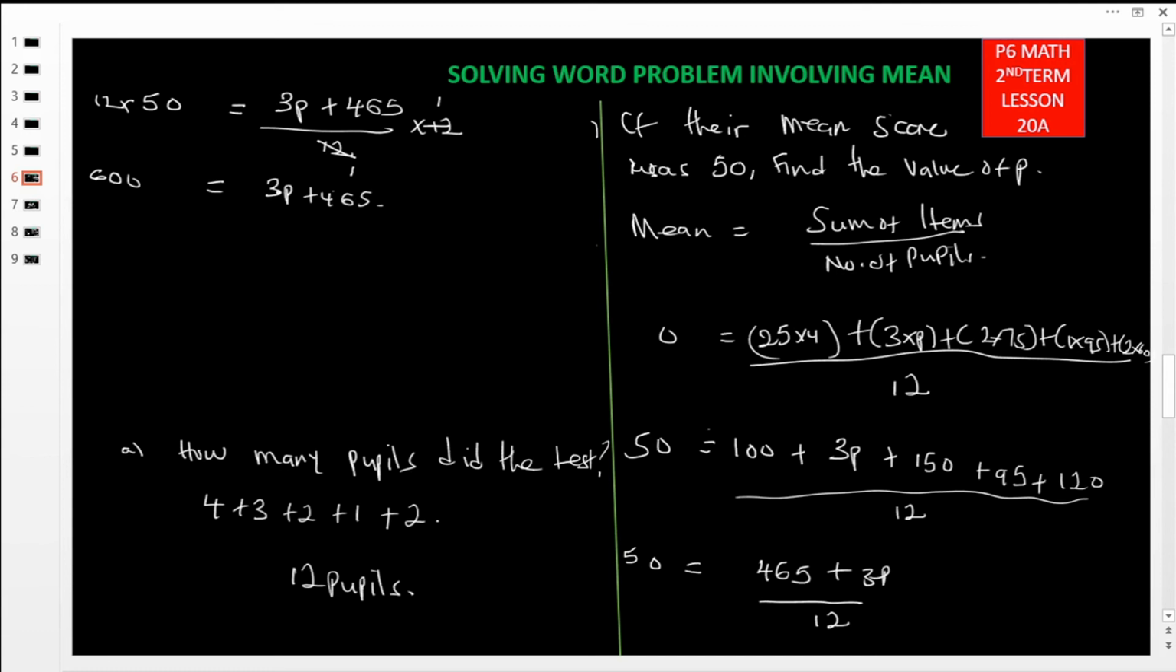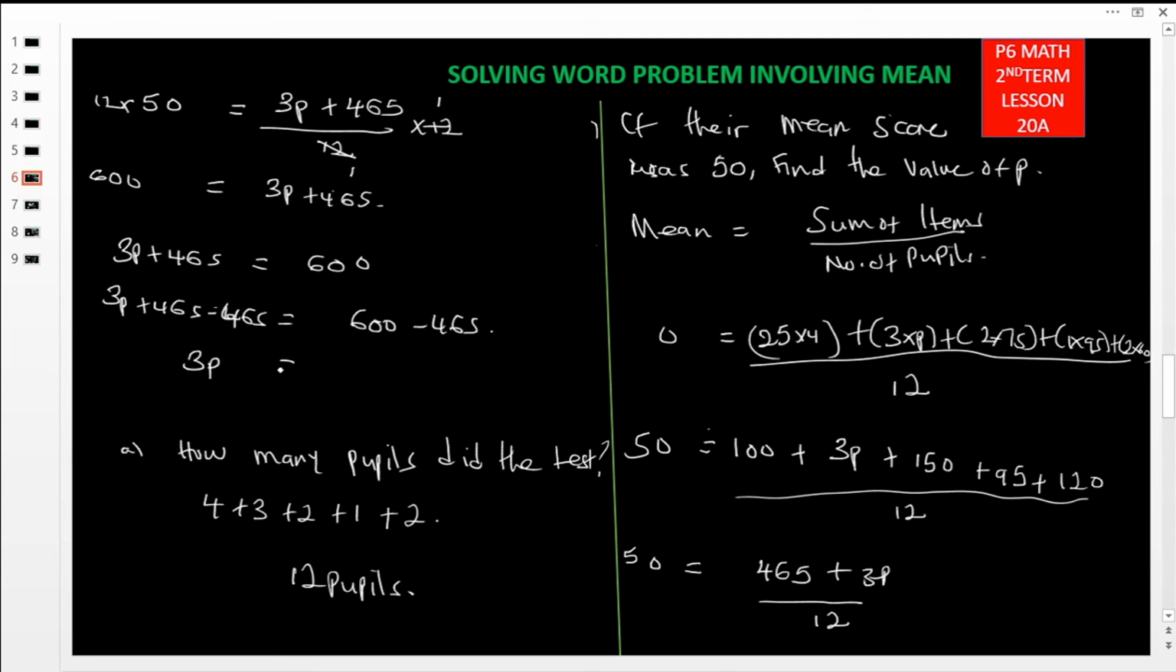So what we can do is to interchange. This one comes here, then this one goes this way. This is 3p plus 465 is equal to 600. Right, now we collect like terms. Now this is 3p plus 465 minus 465 is equal to 600 minus 465.